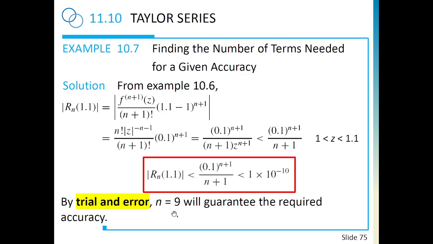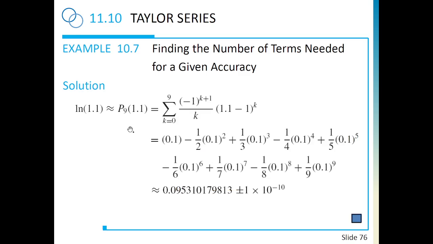So that means I need the Taylor polynomial of degree 9. Here there is no other choice but to plug in different values for n: 1, 2, 3, 4, 5, 6. The first one that gives me an expression smaller than the error needed, I stop. That's my minimum number n. Here it turned out to be 9. That means I need the Taylor polynomial of degree 9 to be used and evaluated at 1.1.